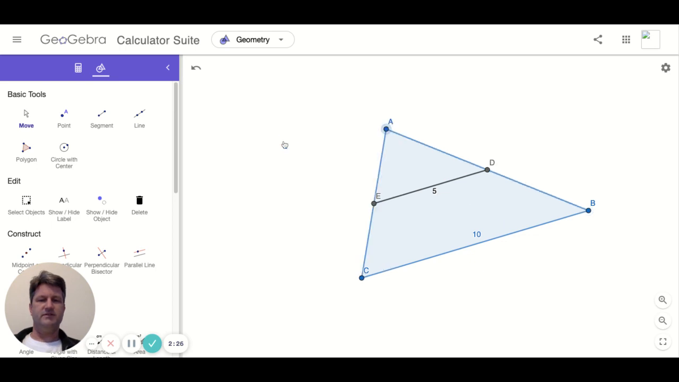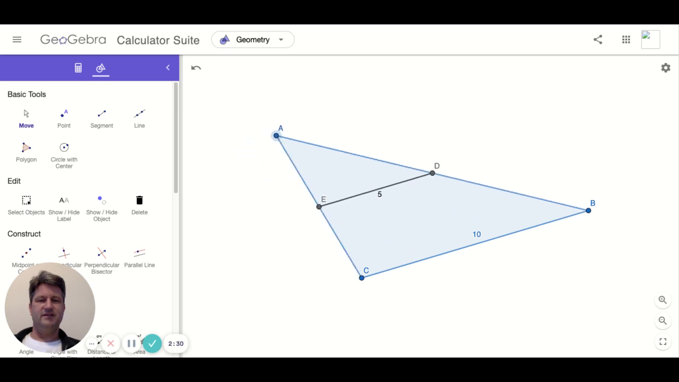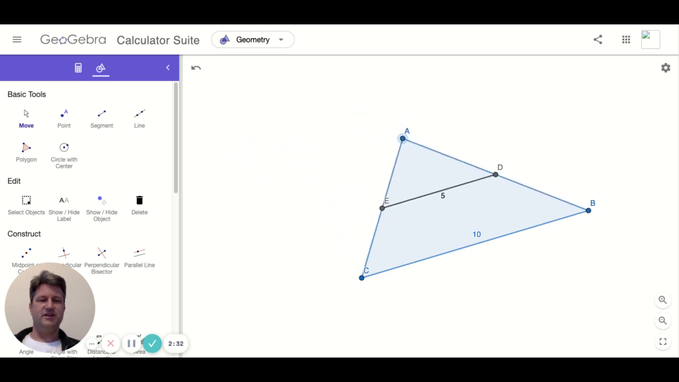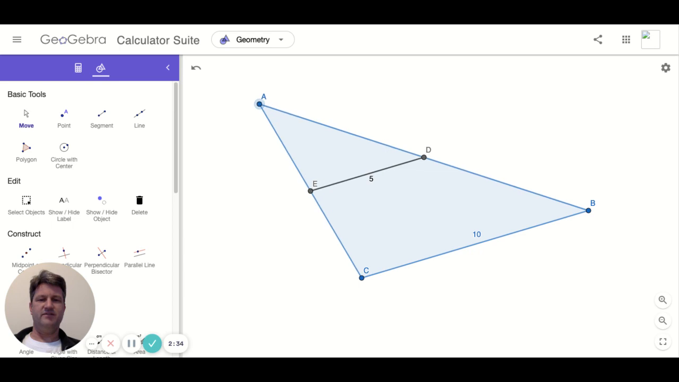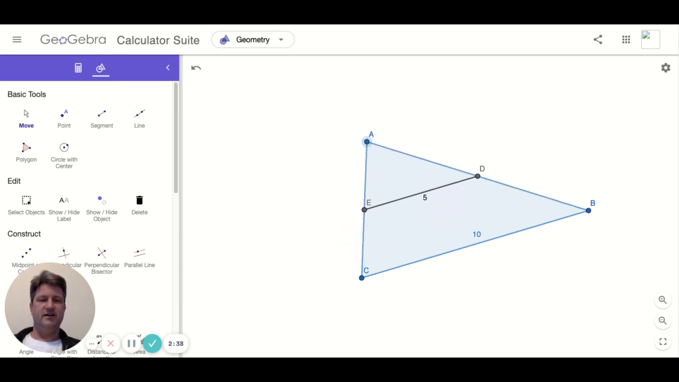And even if I move this around, it's still, look at that. The lengths don't even change, right? So it's always 5, even if I go way out here, or even if I go way down there. That to me is really cool.